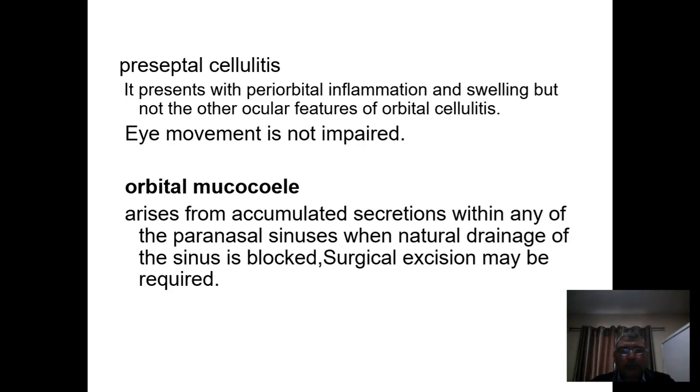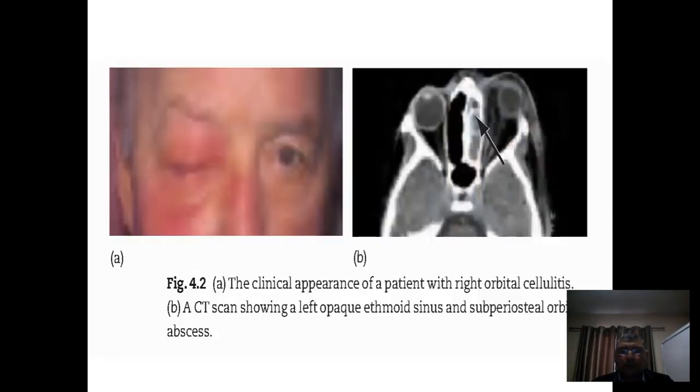Orbital mucocele is a chronic inflammatory swelling that results from accumulation of secretions of any of the paranasal sinuses when the natural drainage of the sinus is blocked. Protrusion of this swelling into the orbit will result in development of proptosis and a cystic swelling behind the globe, which is called orbital mucocele, and the treatment requires surgical excision.